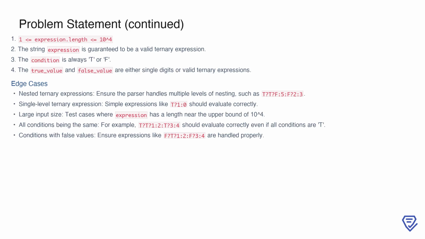Third, for very large input sizes near the upper limit, the solution must remain efficient. Finally, it's crucial to handle cases where all conditions are the same, like T?T?1:2:3:4, as well as those with false conditions, such as F?T?1:2:F?3:4. These scenarios ensure the parser is robust and handles all possible inputs correctly.